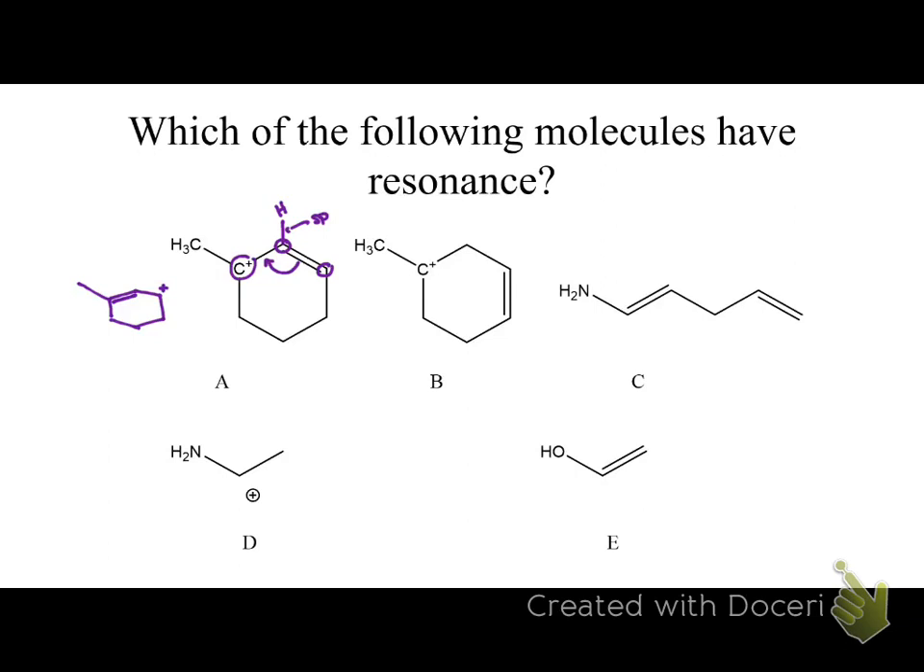Okay, so what about B? What was wrong with B? No resonance. Why? This guy right here is sp3, so there's no way for the electrons to get across over there. So it doesn't have delocalization, doesn't have resonance structures.